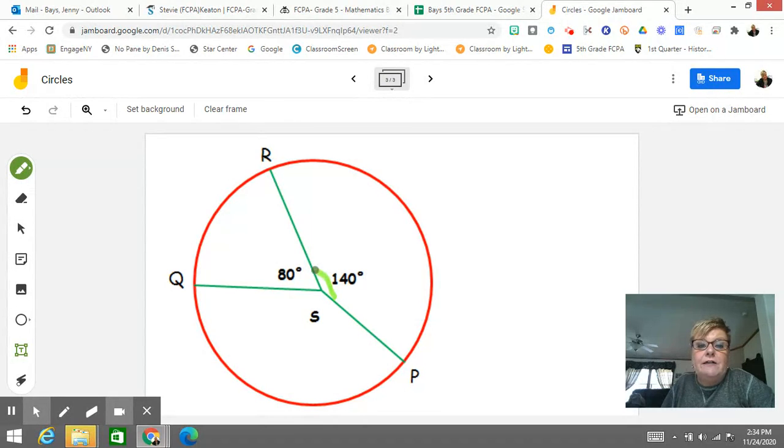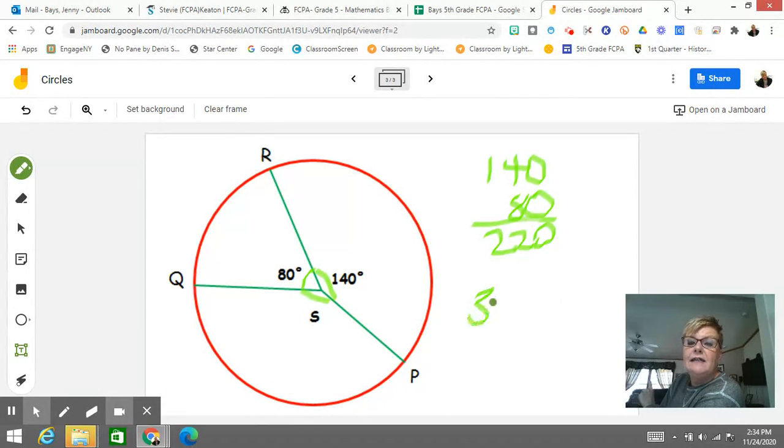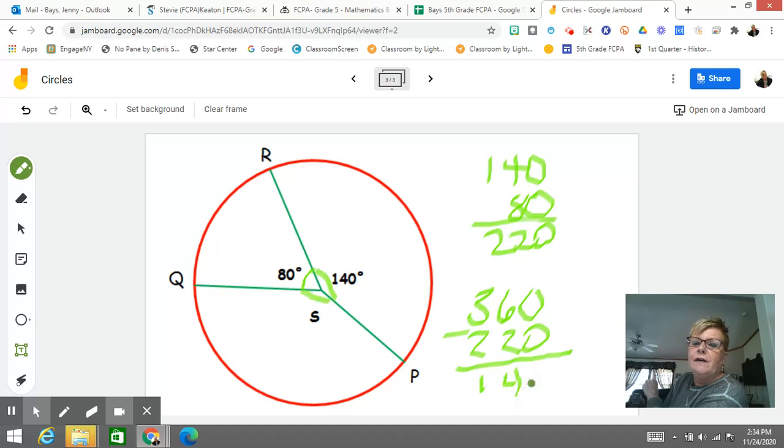So if you look at an example here, we know that this angle right here is 140 degrees. We know this angle right here is 80 degrees. We don't know what this one is, but we can find it because we know the whole thing has to be 360. So 140 plus 80 makes 220. Now the whole circle is 360, so 360 minus 220 would give us 140. So the measure of that last angle that we don't know is 140 degrees. Add them all up and they have to equal 360 degrees.